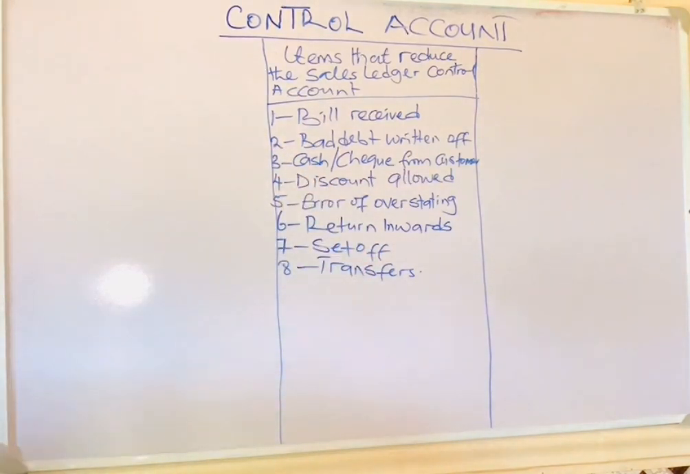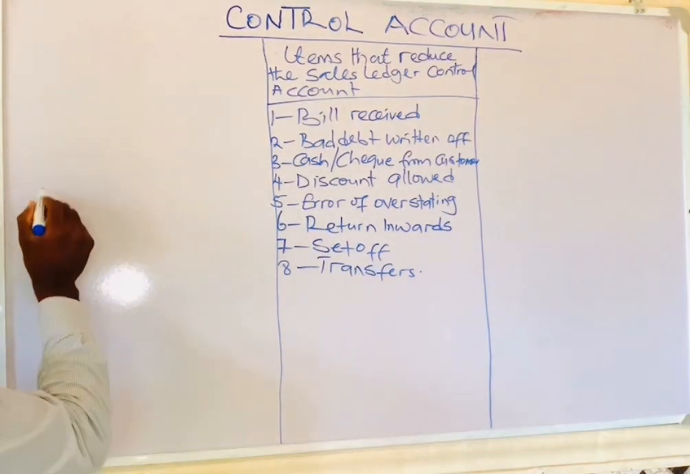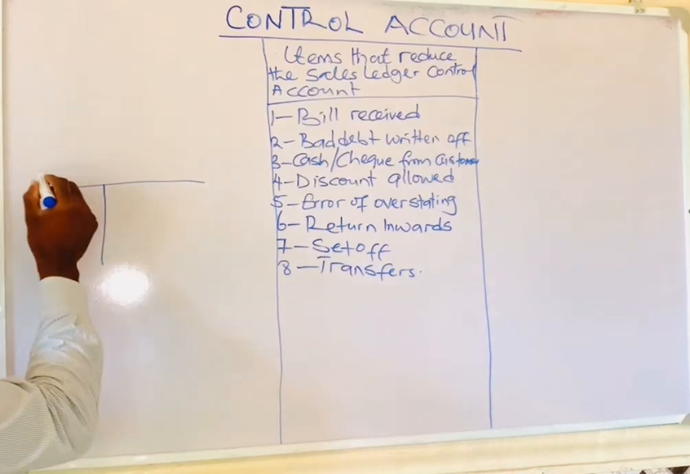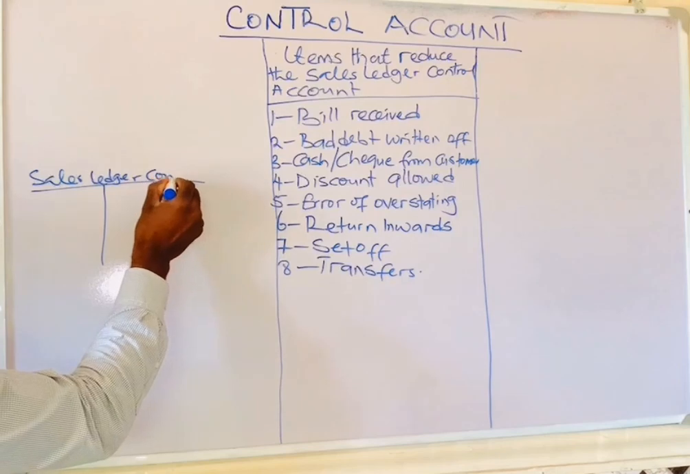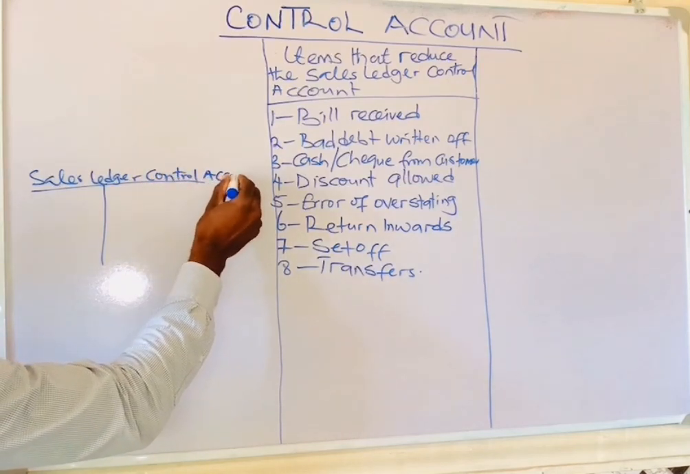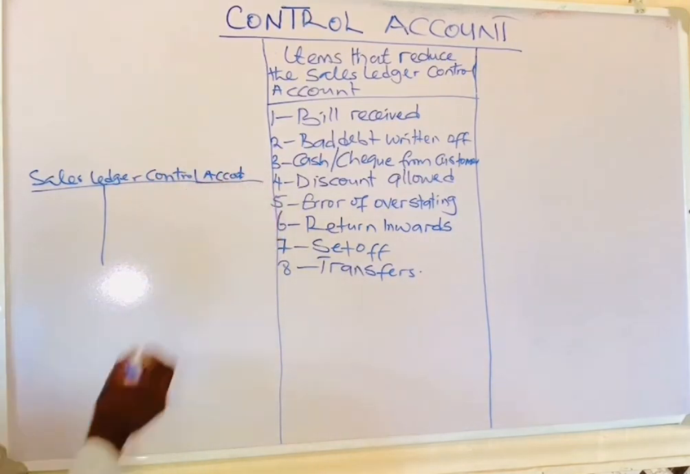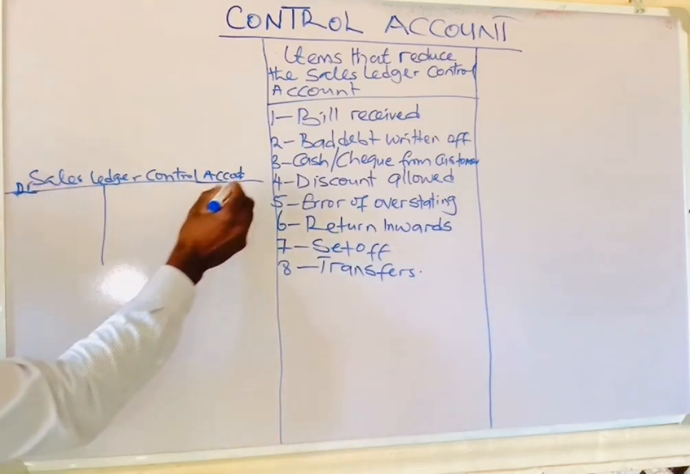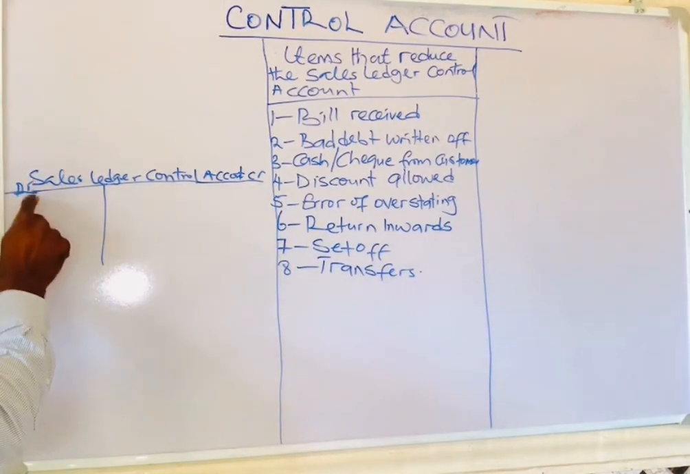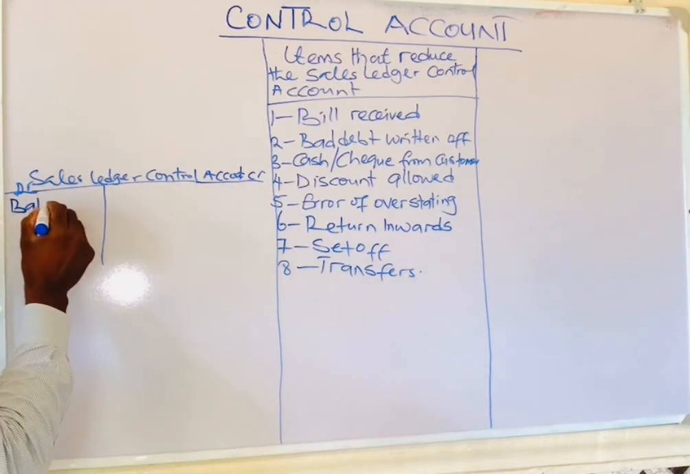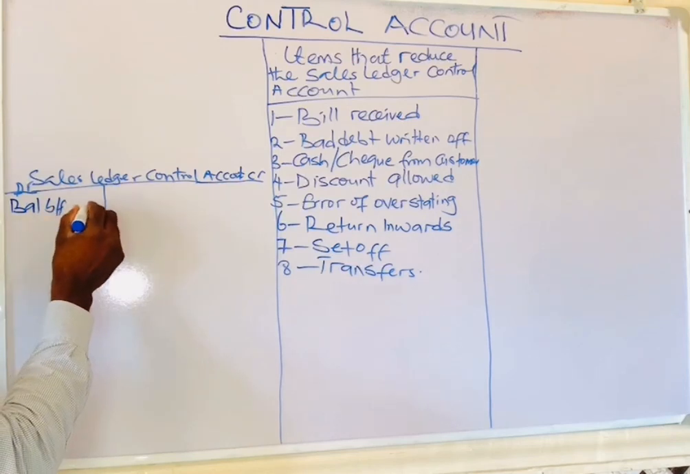For example, let's give an example. This is the sales ledger control account. This is the debit side and this is the credit side, for example. Now, the sales ledger always has a debit balance. We say balance brought forward of this.